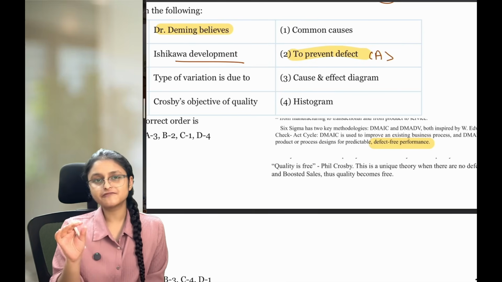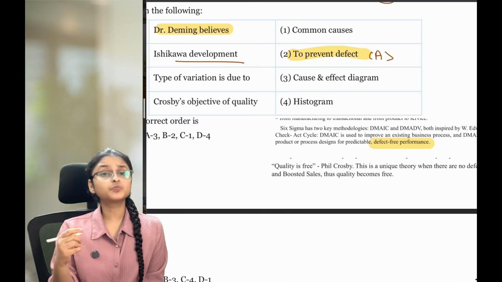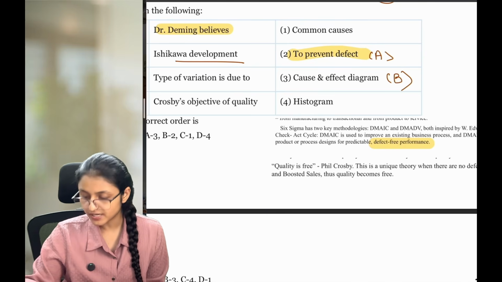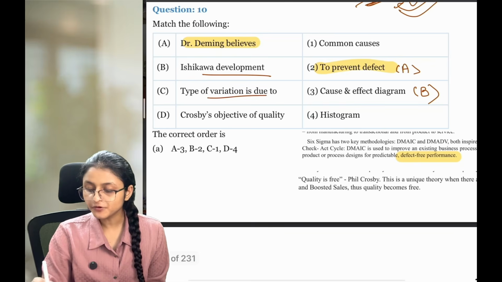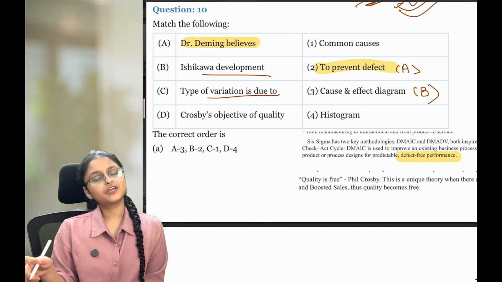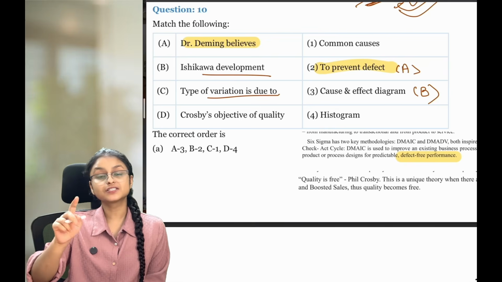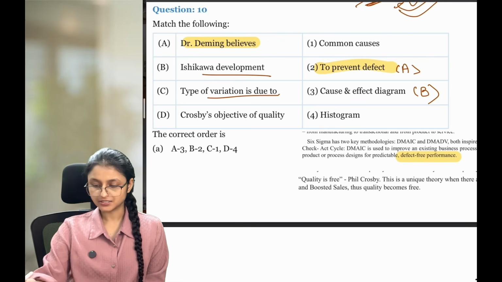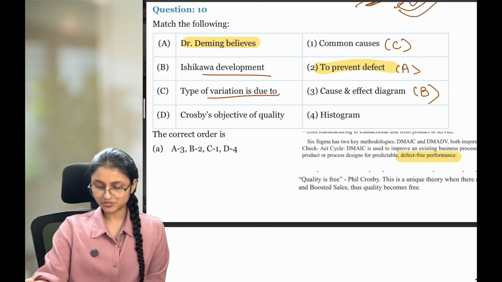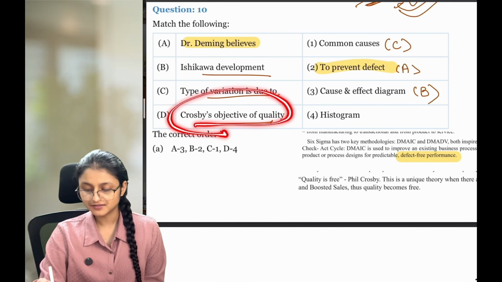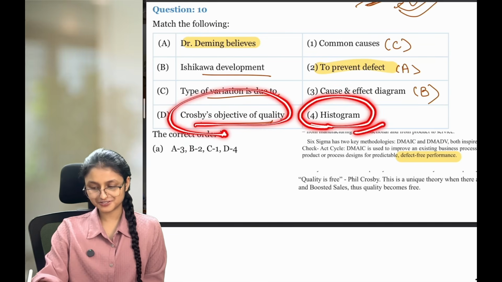Next, Ishikawa development. Ishikawa has developed that fishbone diagram which focuses on cause and effect. So it is also called the cause and effect diagram. Type of variation is due to. Types of variations can be due to two different reasons. First one is common causes and second one is special causes. So here they are providing us the common causes. Crosby's objective of quality. Now this is the only left one and this is the only left particular point.